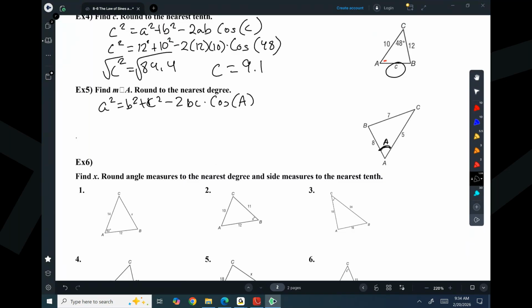Yeah? All right, plug in what I know. Do I know A? Be very careful. What is it? 7. 7 squared is equal to, do I know B? Yeah, it's 5 squared. And 8 squared. Minus 2 times 5 times 8 times the cosine of, I wish I knew it because I'd be done.